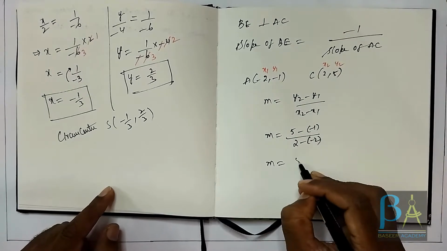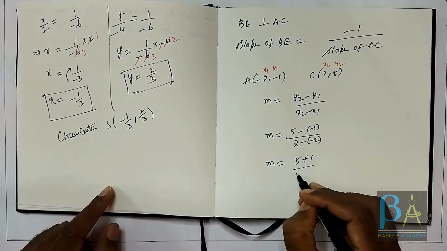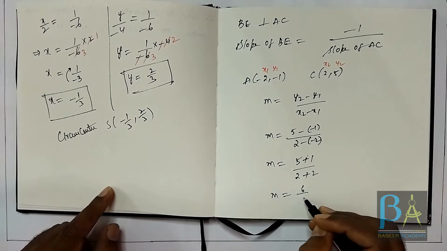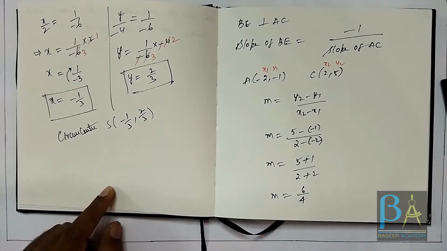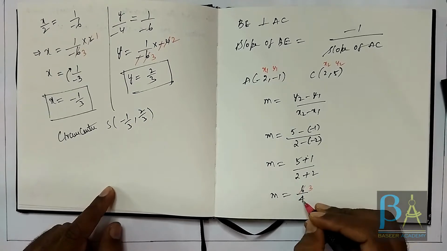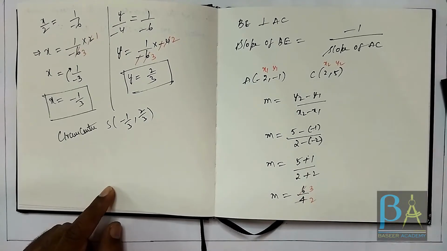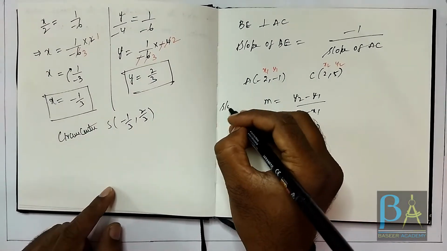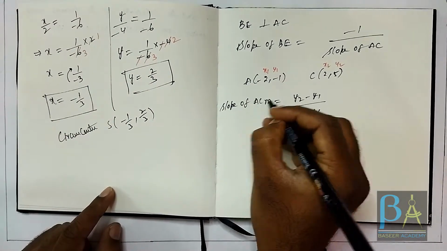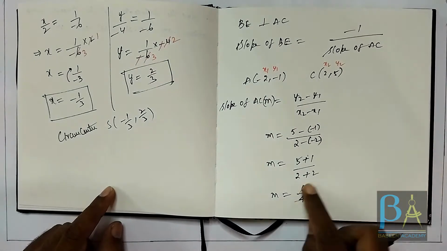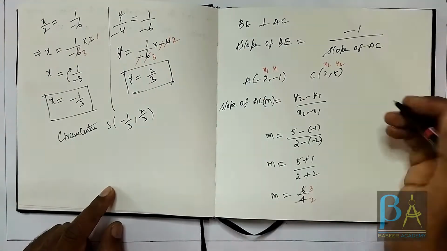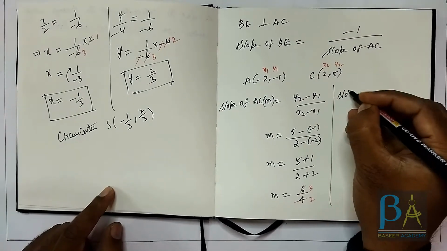Now what is the slope? 5 minus into minus is plus, minus into minus is plus, so the slope is going to be 6 by 4. They cancel by 2 tables, so 2 into 3 is 6, 2 into 2 is 4. Now that you know the slope of AC, the slope of AC is 3 by 2. So now you can find out the slope of BE.